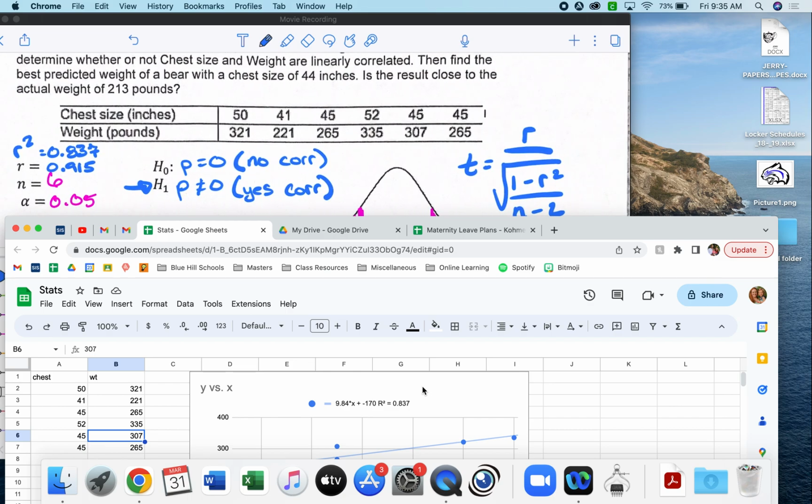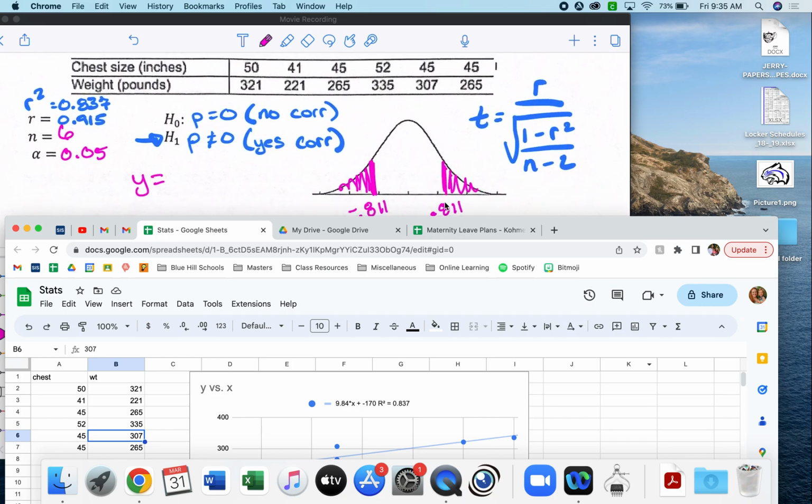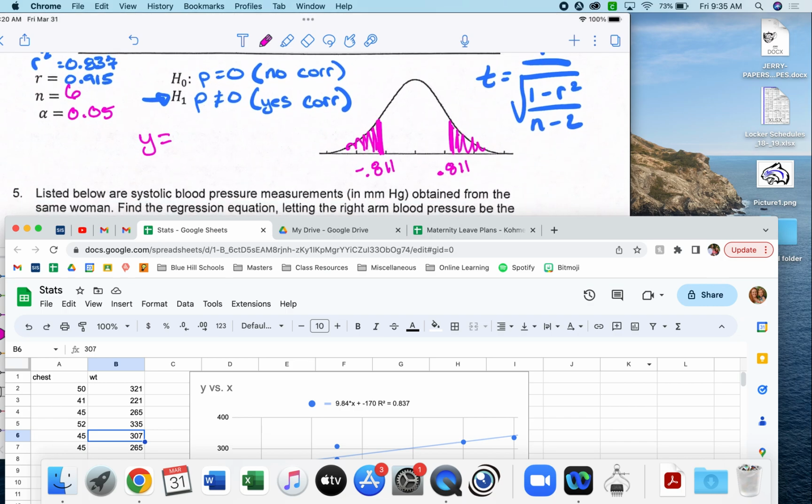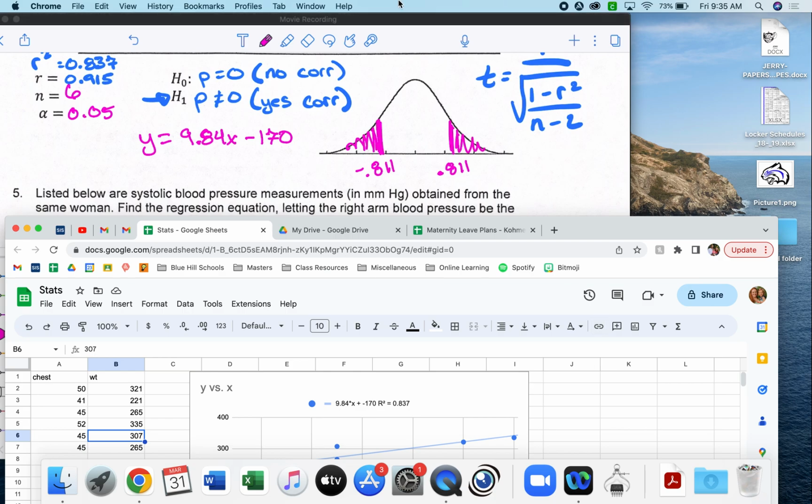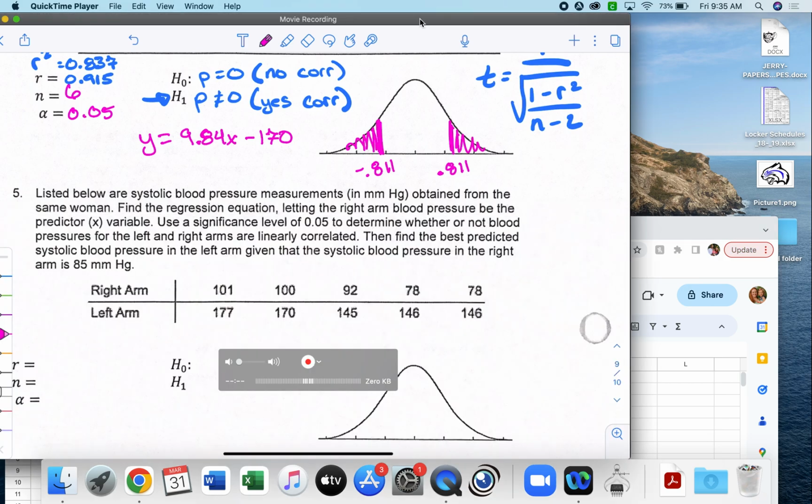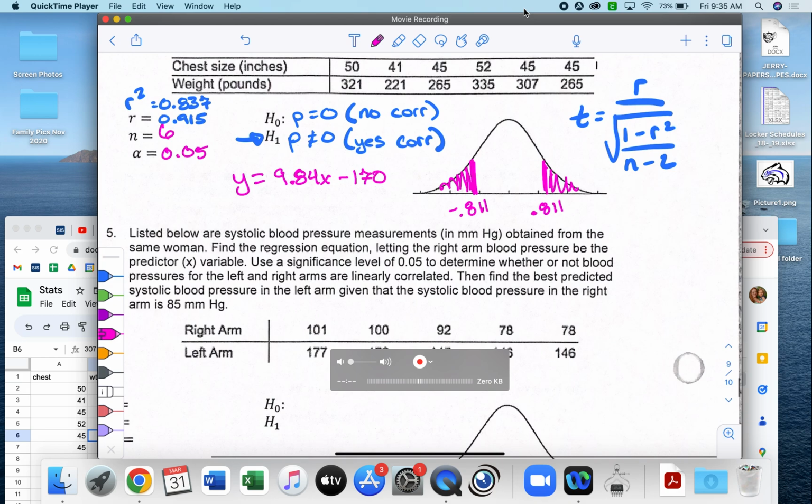Okay, all right, let's calculate T. Let me write the equation down. Y equals 9.84x. Do you know where I get this from? I know it's really small on the screen. That's the same place as the R squared. It gives me the equation for it. So, 9.84x minus 170. Okay, let's go back.